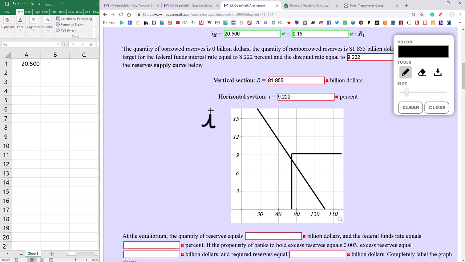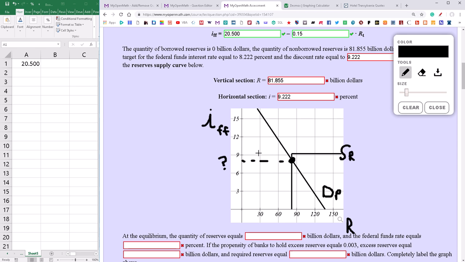So up here's the federal funds rate. That's the price of reserves. The quantity of reserves is just R. This is the supply of reserves. And this is the demand for reserves. And we want to know what the equilibrium federal funds rate is. We want to know what that is. We don't know what it is.